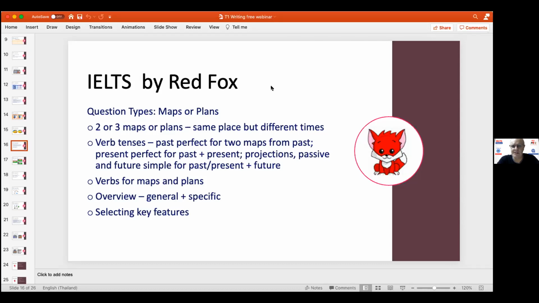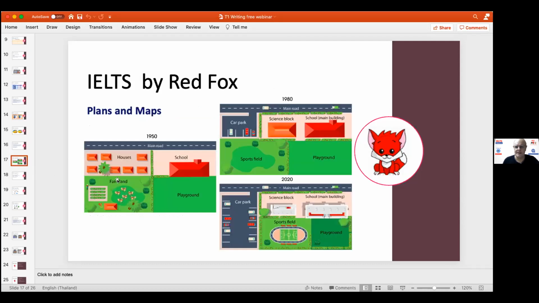Selecting key features is a little different with this question type because every change on the map is important, so we need to talk about each of them in turn. So again, selecting the key features can be a little easier. Again, we're running out of time quickly, so quickly skip through these. Here's an example of maps. Here we've got 3 times from the past, and we would plot the changes from time to time as we go through our answer.